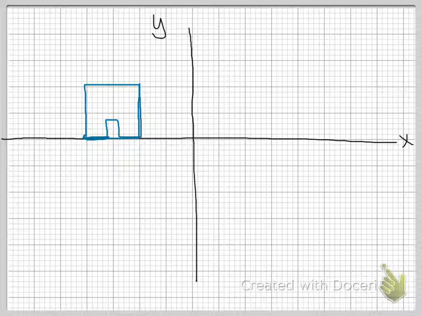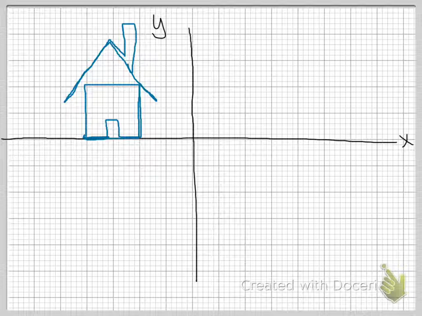Alright, and then let's say I want to make a roof, so I can go this way. Then I'm going to go back to the original point. Oops, I missed there, didn't I? Alright, and then I'm going to make a chimney. And I know this is terrible. Alright, now I've stopped. Now this is one line. Alright, I could do that.